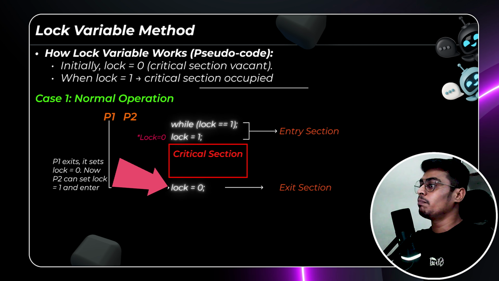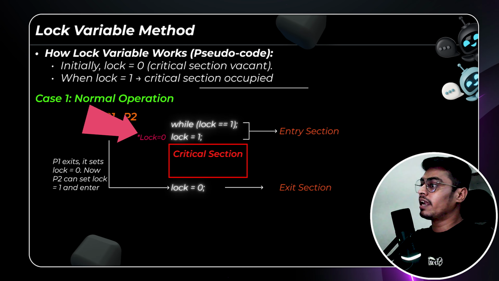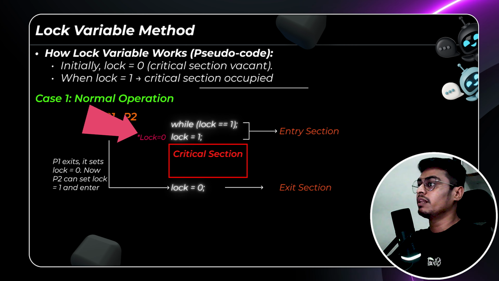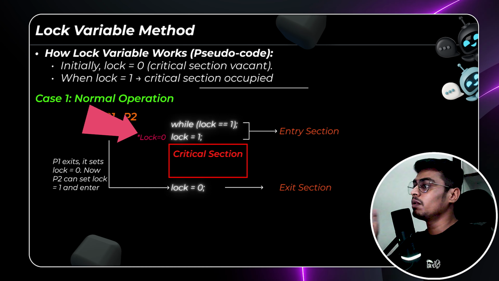When P1 completes its work and exits the critical section, it executes lock equal to 0. Now P2 can check again. It will find lock equal to 0, set it to 1 and enter the critical section. This is the whole concept. In the normal case, this seems to work fine, but there is a problem. What is the problem? The preemption problem.